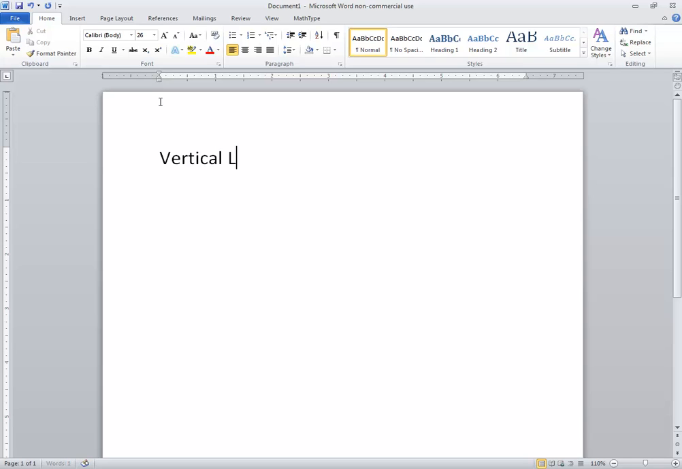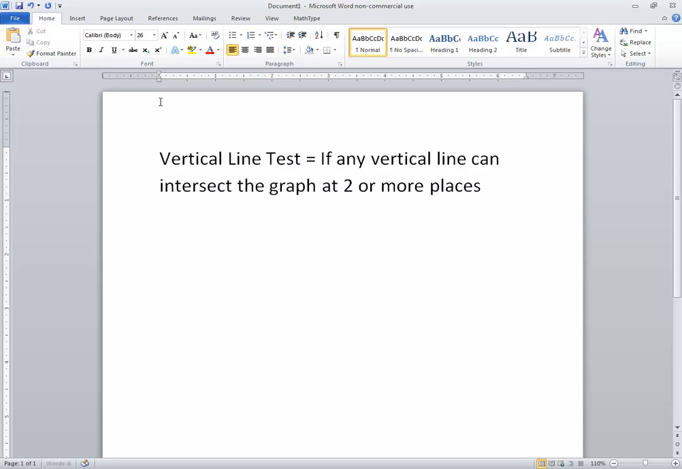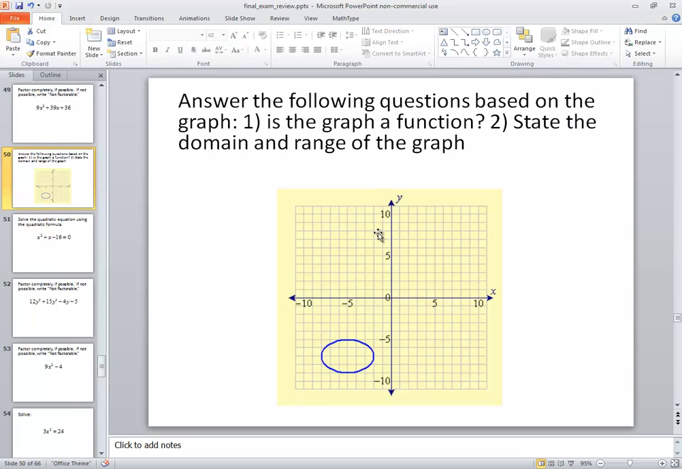we have something called the vertical line test, just to refresh your memory. It says if any vertical line can intersect the graph at 2 or more places, it is not a function. So in response to the first question, is this graph a function?